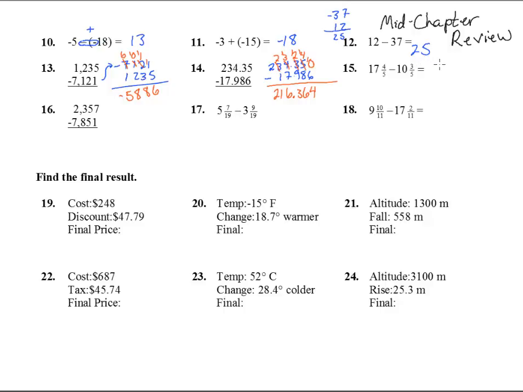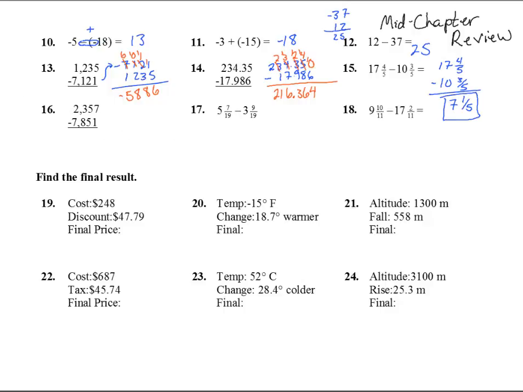Number 15. 17 and 4/5. Let's put it up like this. 17 and 4/5 minus 10 and 3/5. 4/5 minus 3/5, that's 1/5. No borrowing necessary. 17 minus 10 is 7. Positive 1 wins, so 7 and 1/5.